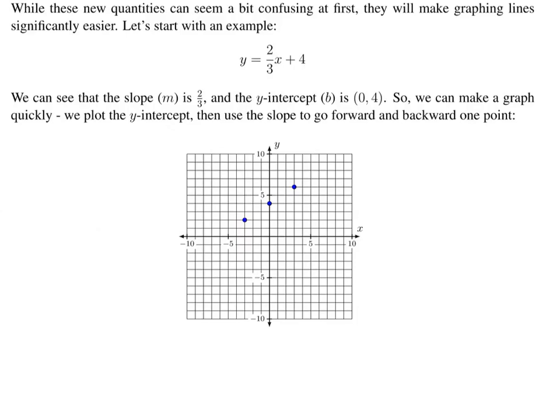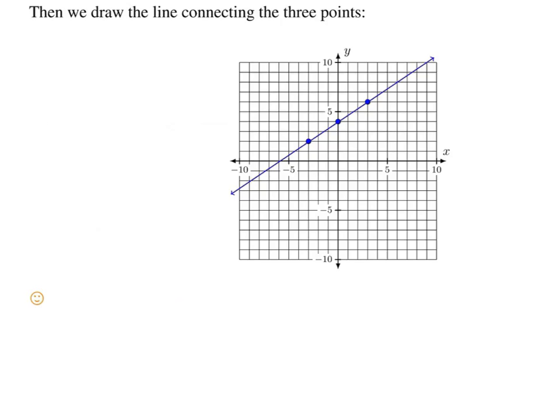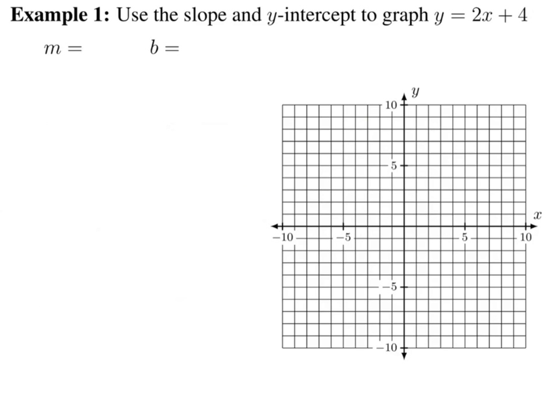Now, here's one I did out for you, because I'm a nice guy. We have the line y equals 2/3 x plus 4. So the slope is 2/3, and the 4 on the end is the y-intercept. So you start up at 4, dot, and then from there go up 2 over 3, forward, and then also backward, and then shoom, line. Happiness.